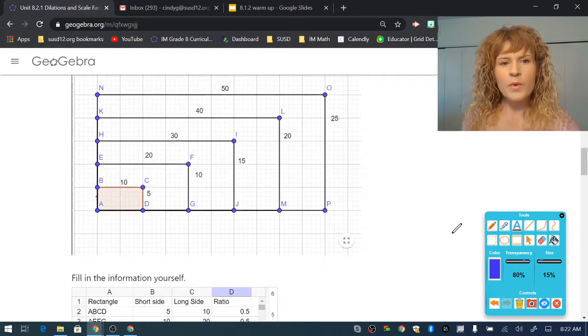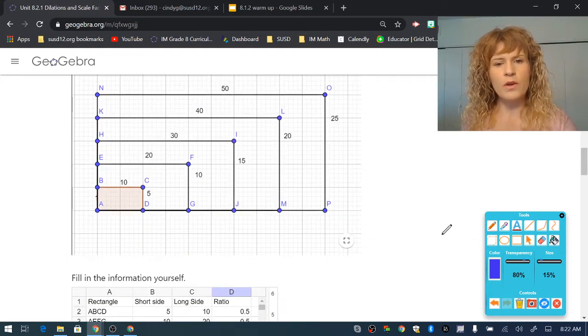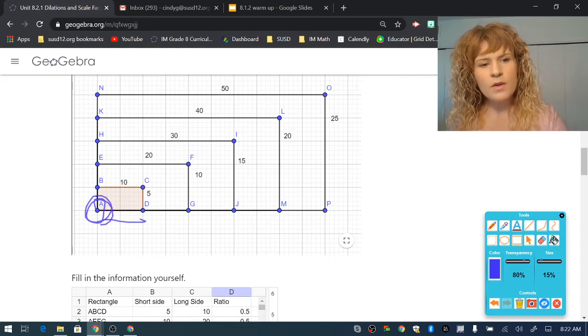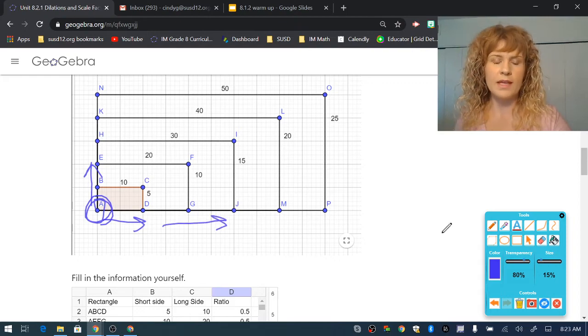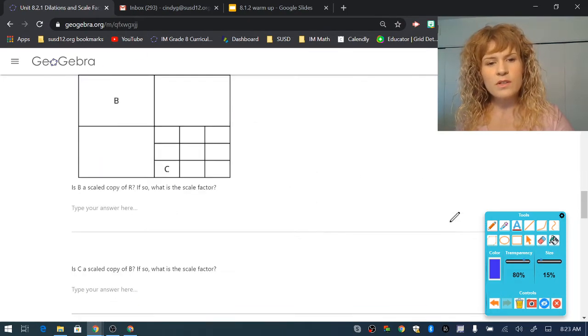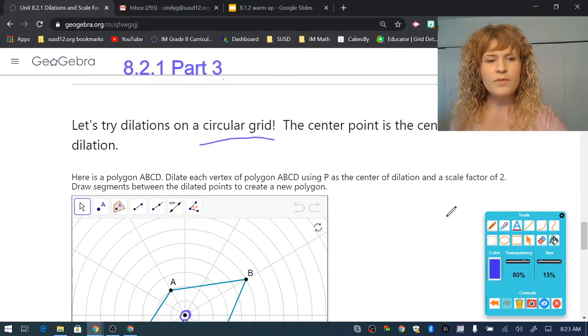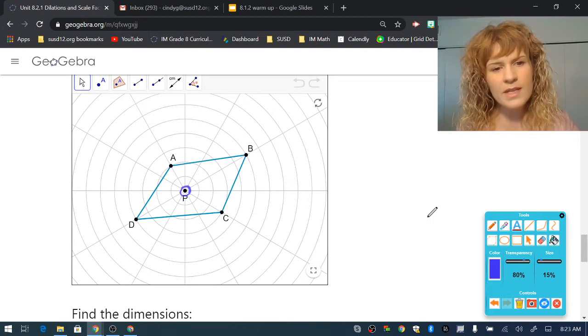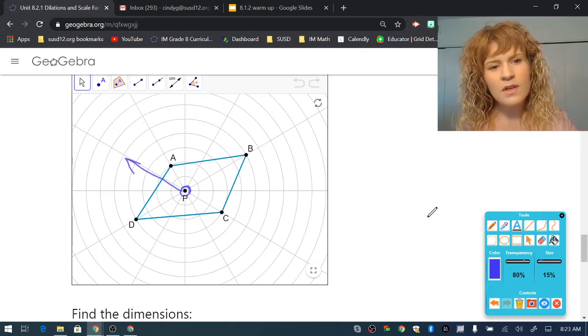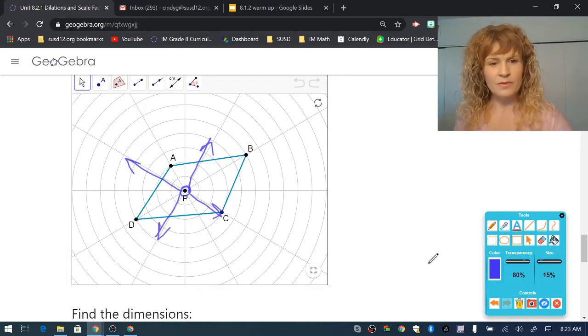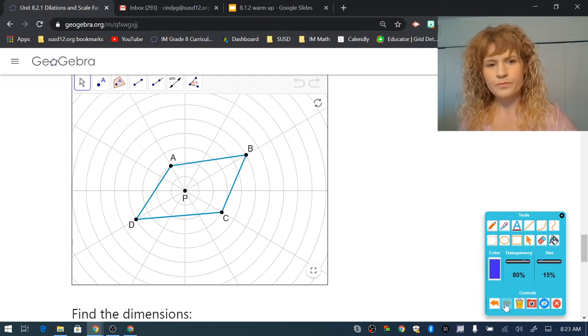Now, before we did dilations on a square grid, the center of dilation was here. Everything was moving out this way, away from the center of dilation. Now, on a circular grid, the center of dilation can be right in the middle of the circle. So everything dilates out away from the circle. I should say away from the center, like that. Okay, so let's try it.